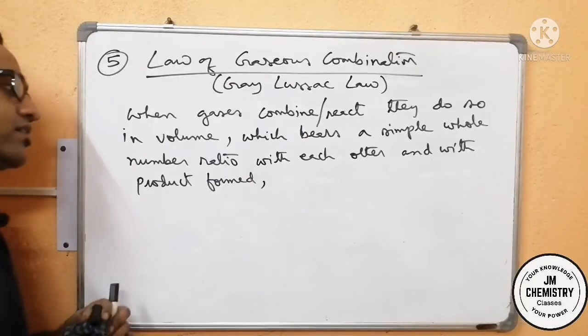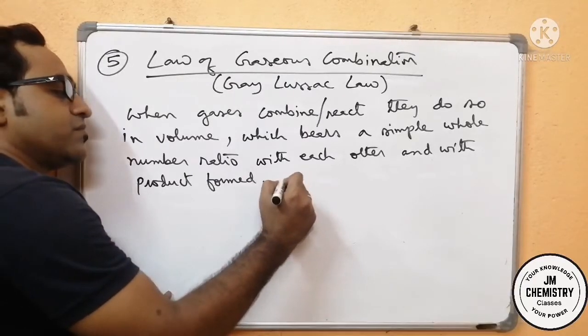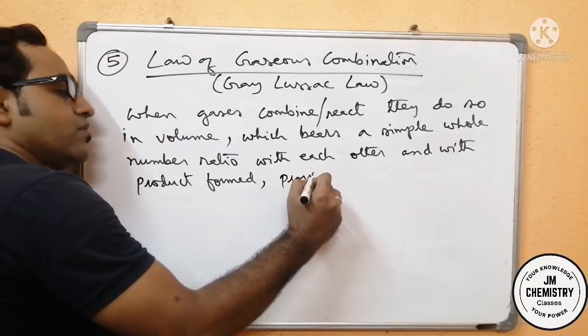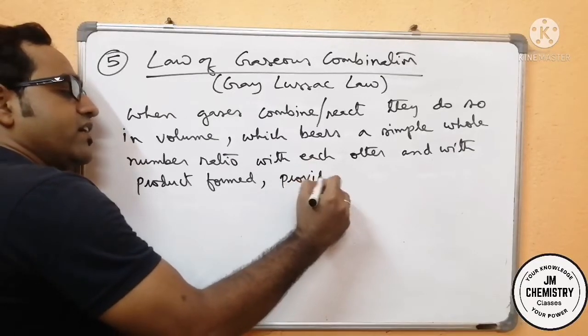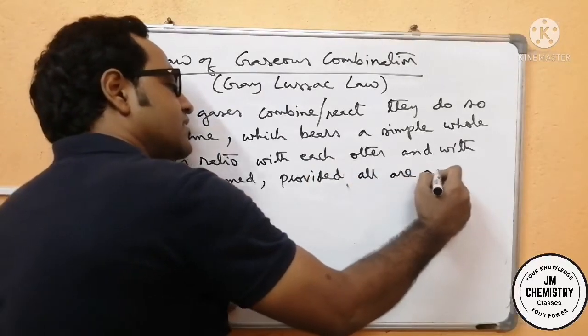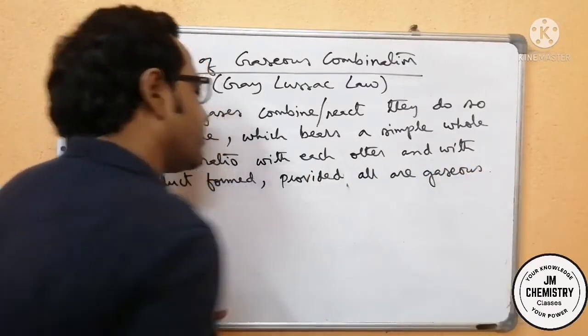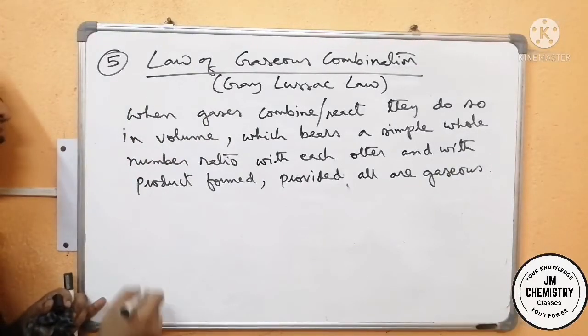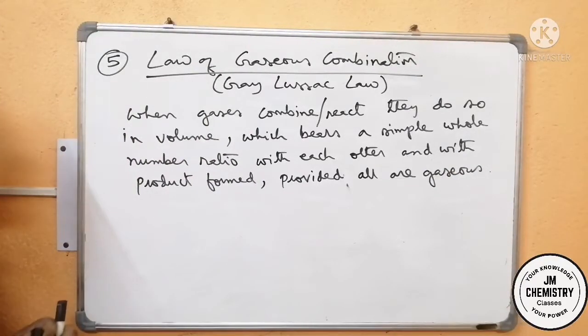provided all are gaseous, and measured under similar conditions of temperature and pressure. So when gases combine, they do so in volumes which bear a simple whole number ratio with each other and with the product formed, provided all are gaseous.